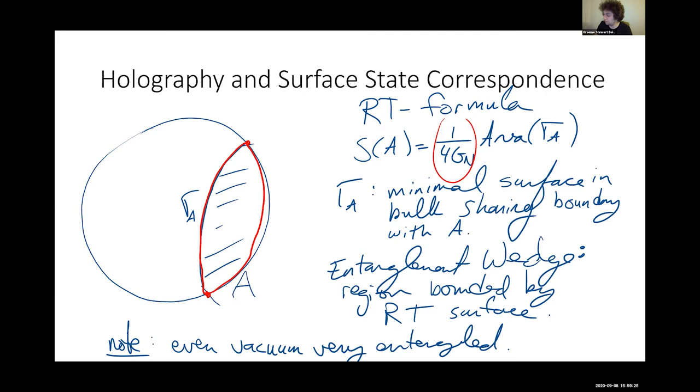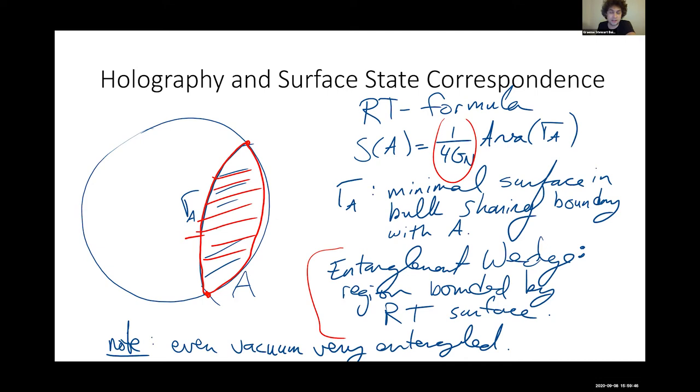I'm guessing many of you are exceedingly familiar with this, so I won't go on too much about it. I'll just remind you the entanglement wedge is just the region bounded by the Ryu-Takayanagi, by the RT surface, and then it's in here.